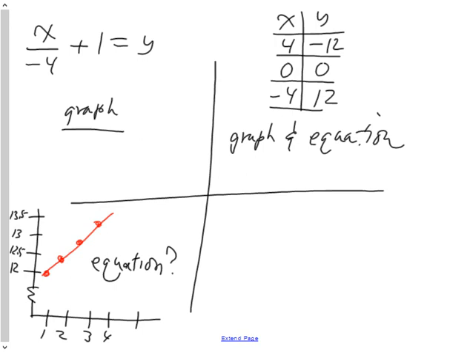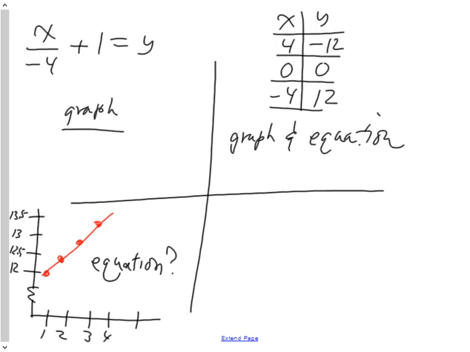The first question gives you an equation of x divided by -4 plus 1 equals the y value, and it says to graph it. The second one gives you a table of values and asks you to graph and give the equation. And the third one gives you the graph and asks you for the equation. So in all 3 questions, what you're given is one piece of information, either an equation, a table of values, or a graph.